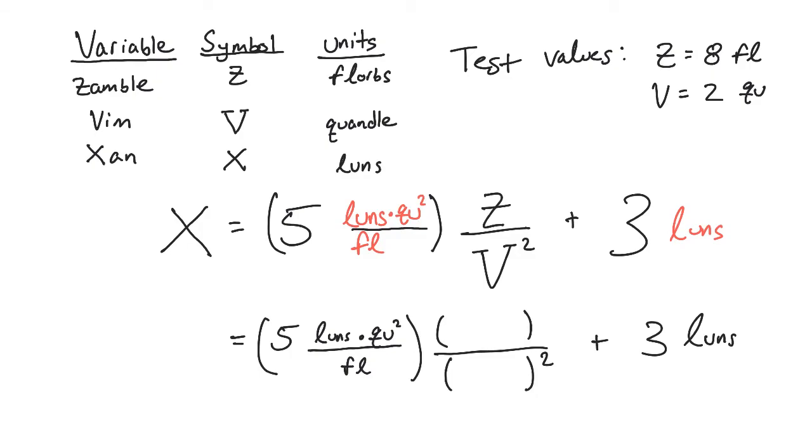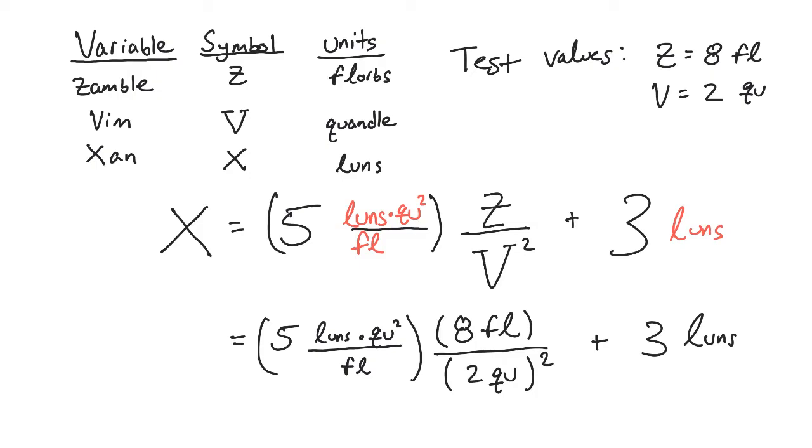All right, so I've made some test values. Got Z is equal to 8 florbs and V is equal to 2 quandls. And we'll plug those values for those variables in here. Remember, variables are these placeholders for certain values that we can plug in, and units are labels attached to those values. So we'll plug in 8 florbs, put that up top. And then on the bottom we have 2 quandl. But that's squared. All right, so now I have this here, and we could work it out.